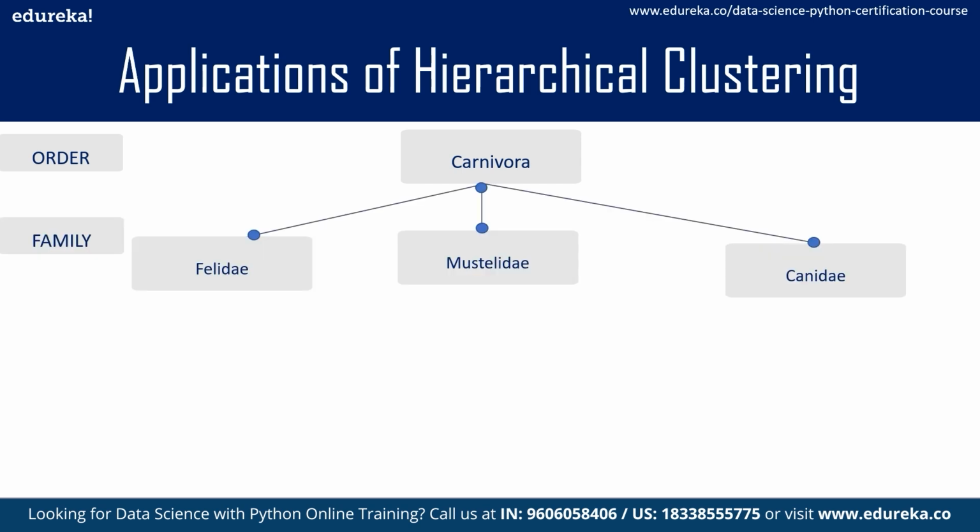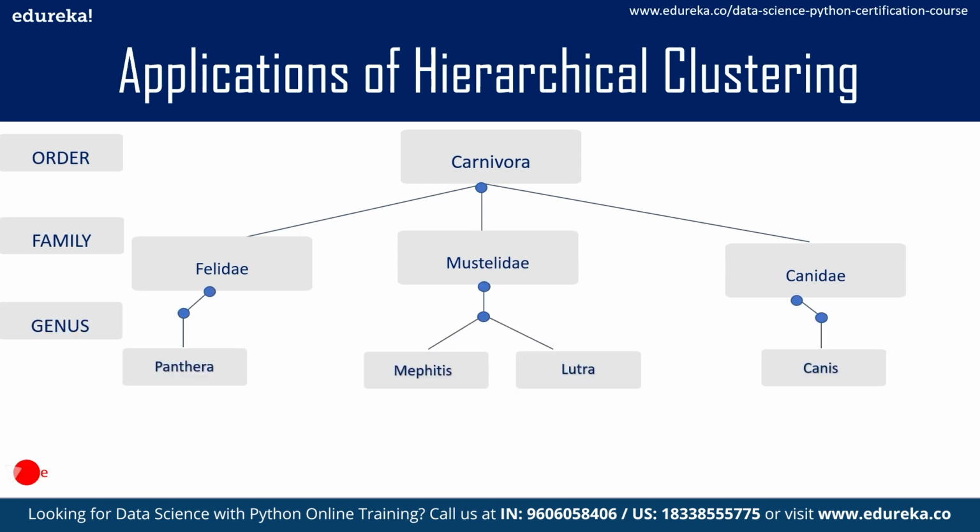Right? Now, these are some scientific names, but when we reach the end, we will understand what this really means. So don't worry if you're not familiar with scientific or biological names. Never mind. Now, another level is genus. So this family is then further divided into the genera of a species, which are Panthera, Mephitis, Lutra, Canis.